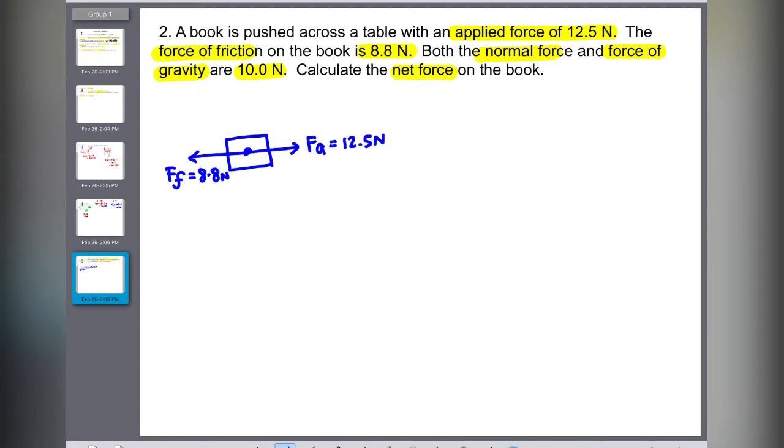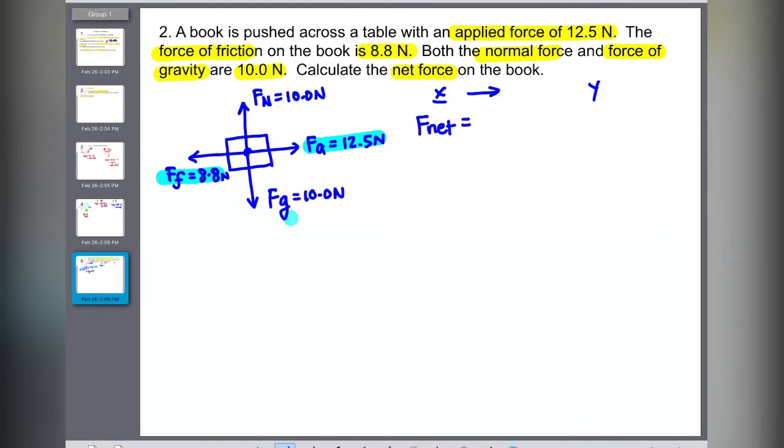And then they tell you normal force. Normal force is going upwards from the table. So Fn is 10. And then they said force of gravity, Fg, is also 10. And they're saying find the net force. I have forces that are going along x and y, so that means I need to split it up again. I'm going to study all the forces that are going along x. So I have this one and this one. Okay, so 12.5 to the right, 8.8 to the left. So I'm going to assume that it's going to be going to the right. So net force will be right minus left.